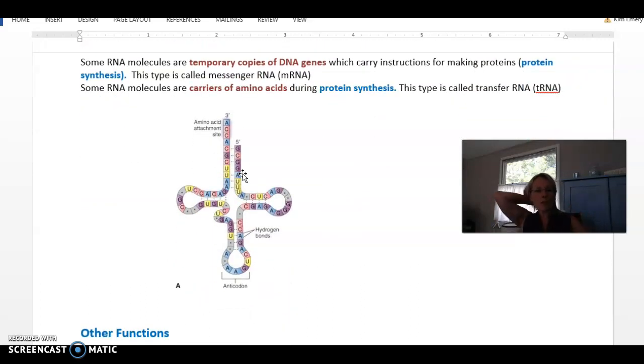So some RNA molecules are temporary copies of DNA genes, and we'll talk about those in more detail later, but we call those messenger RNA molecules. And some types of RNA molecules actually latch onto the amino acids and bring them over to where proteins are being made to deliver the amino acids so they can get added to the chain of growing amino acids when a protein is being made. And we call those transfer RNAs, or tRNA. And you're looking at a transfer RNA molecule diagram here.